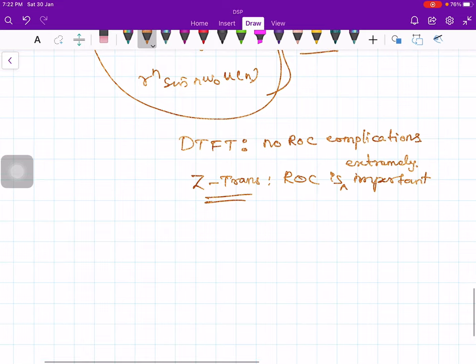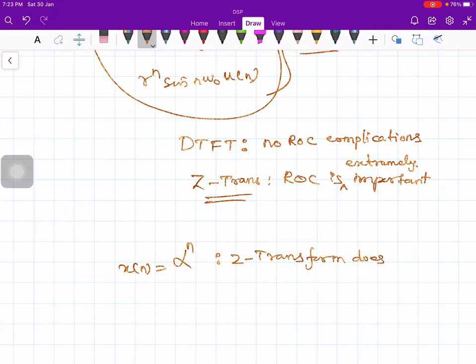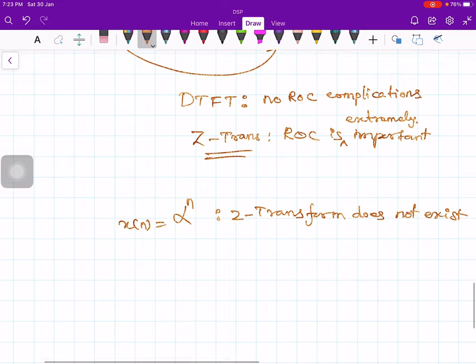In fact, we will show that the Z transform can represent different sequences. We also showed in the last lecture that there are sequences for which the Z transform does not exist. For example, if x of n is equal to alpha to the n, the Z transform does not exist.